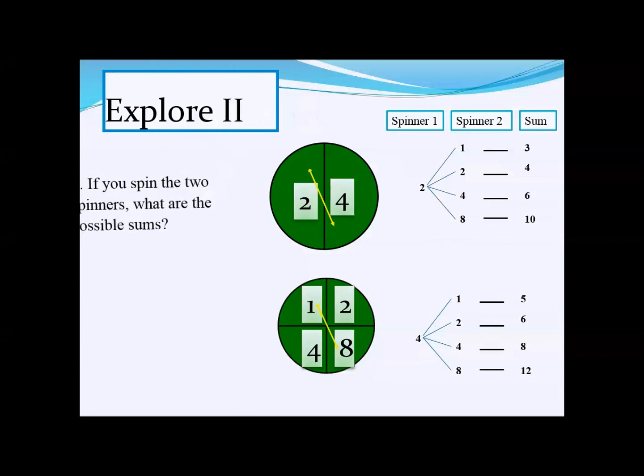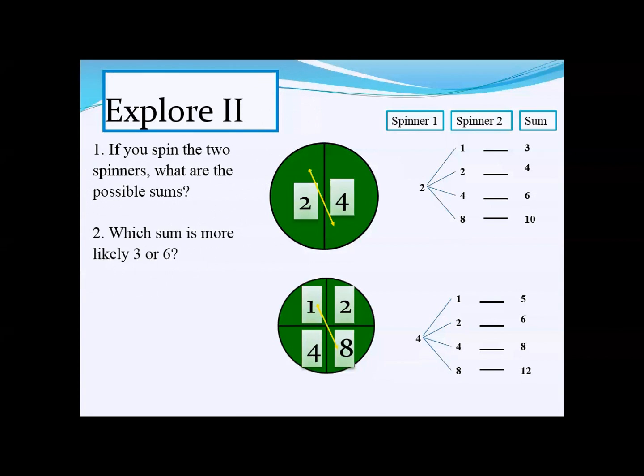So let's answer these 3 questions. If you spin the 2 spinners, what are the possible sums? So we have listed the outcomes if you select 2 with a 1, 2 with a 2, 2 with a 4, 2 with an 8.